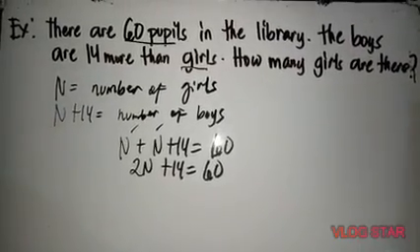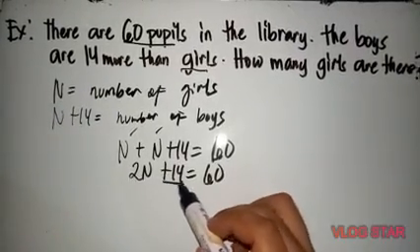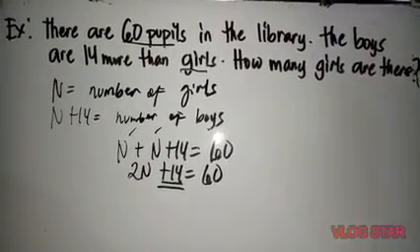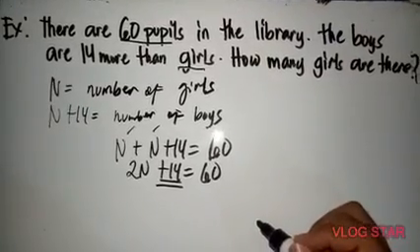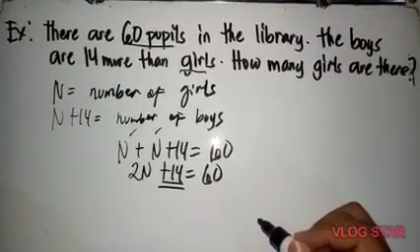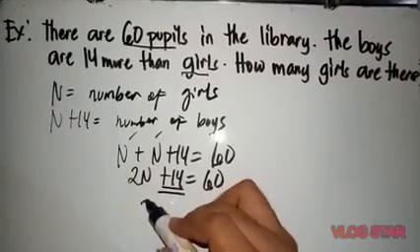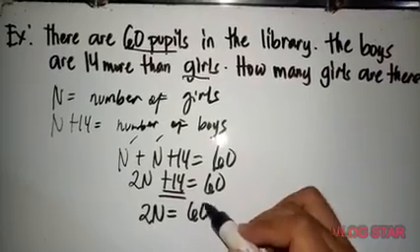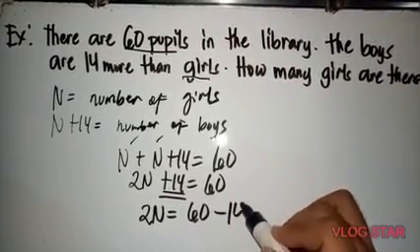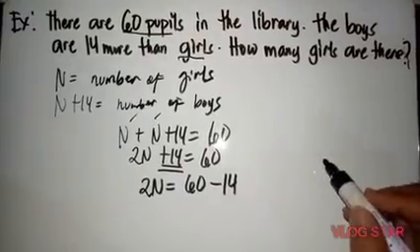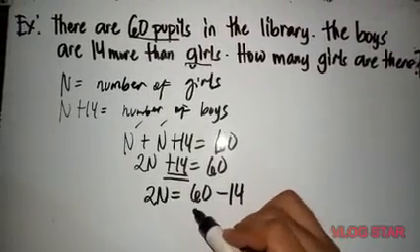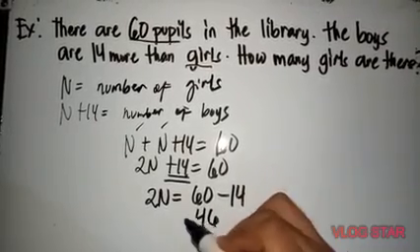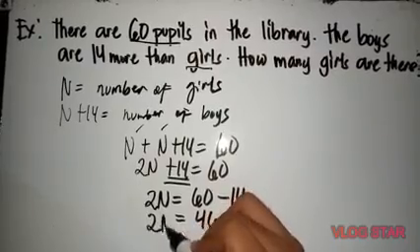Then the next step is for this one. Since we have addition and the reverse operation for addition is subtraction, we can write it as 2n is equal to 60 minus 14. So 60 minus 14 is 46, 2n.